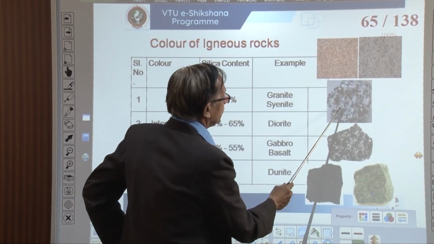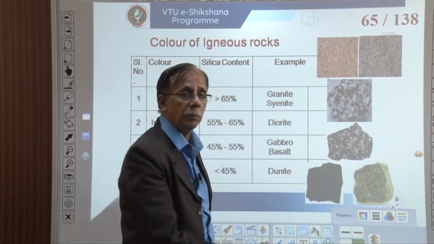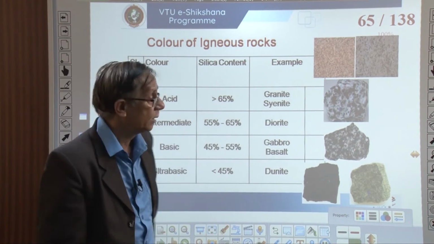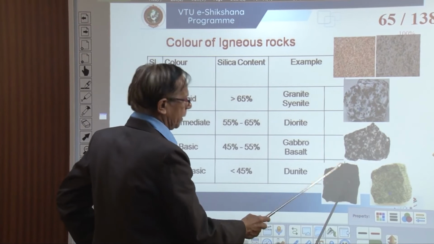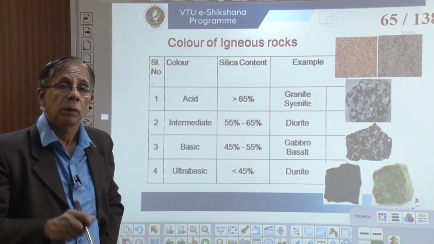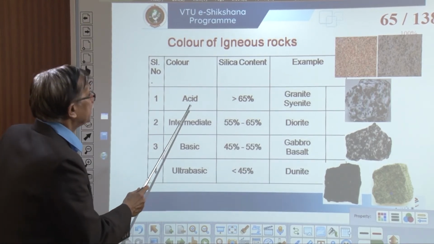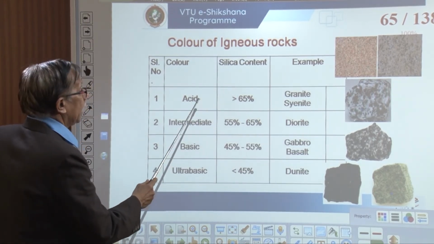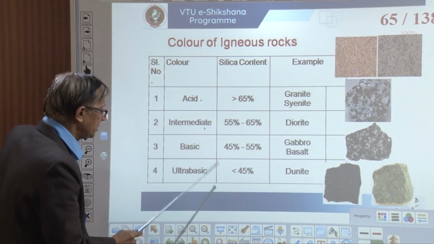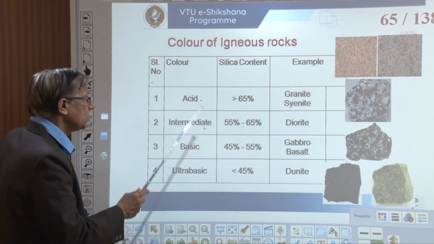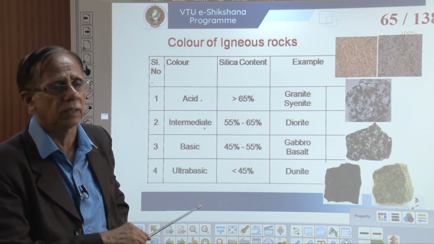Say here white one is a quartz, dark one is some other mineral, there may be a grey color, they may be feldspar like, then their color become intermediate, still darker, deep dark. This color is a function of their composition, and that acidic or intermediate, basic or ultra basic is because of presence or absence of certain minerals we have already said earlier.